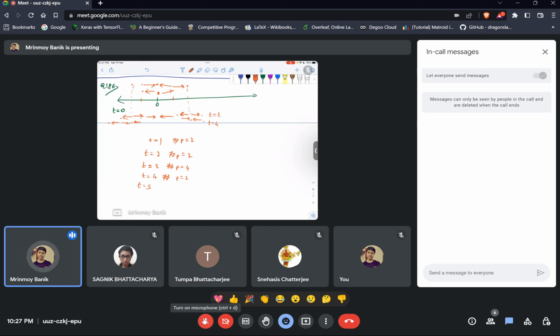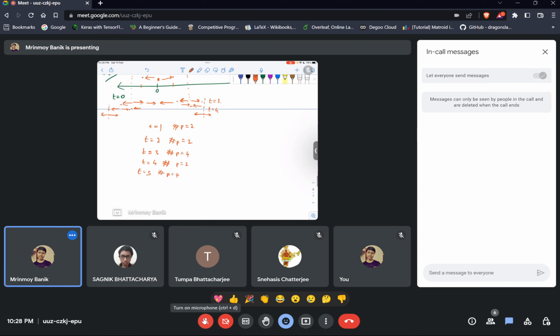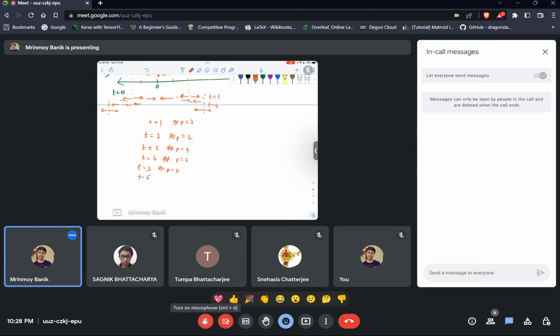So t equals 5. They get split, number of particles 4 again. They get destroyed. So number of particles 4 again.